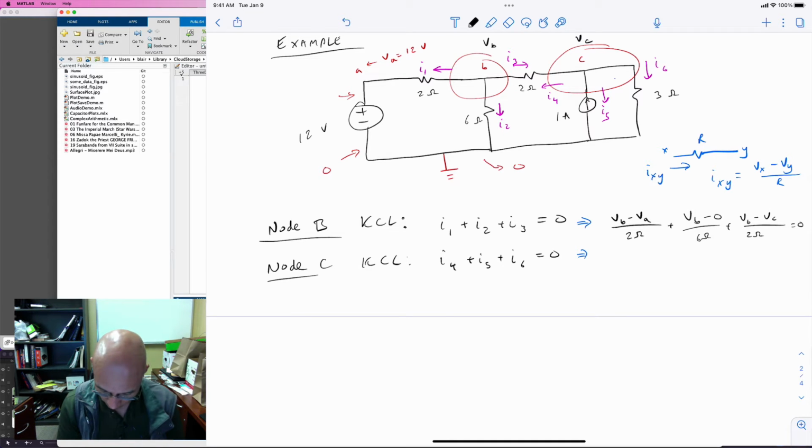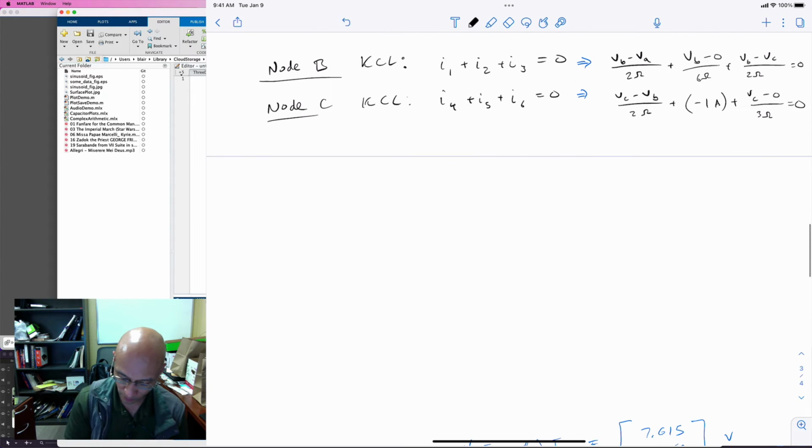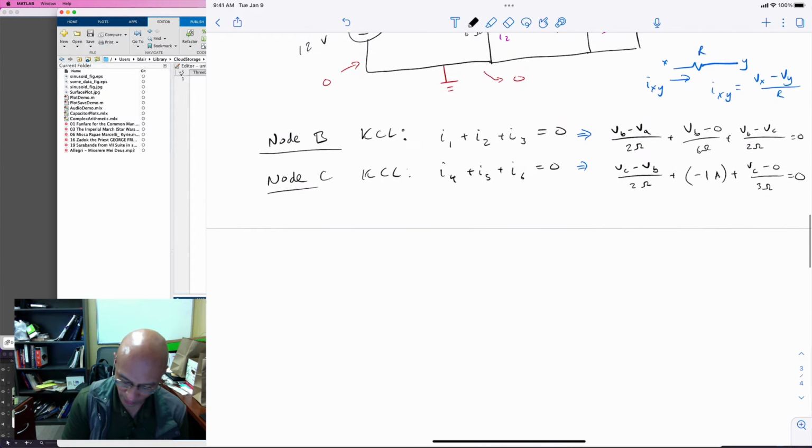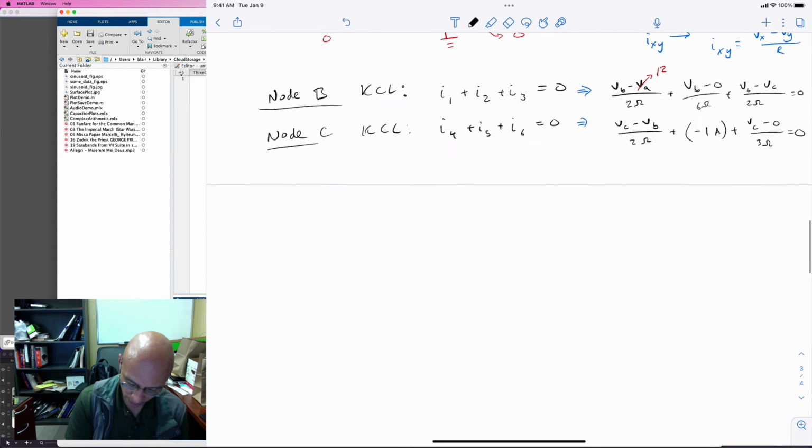For node C, I4, the 1 amp source, is negative I5. You see the current of the source points in the opposite direction to I5, so over here it's negative 1 amp. And from C to ground, we have VC minus 0 over 3 ohms. We will rewrite these 2 equations in a more helpful form. We'll group them, because there are 2 unknown voltages, VB and VC. We know VA is 12.